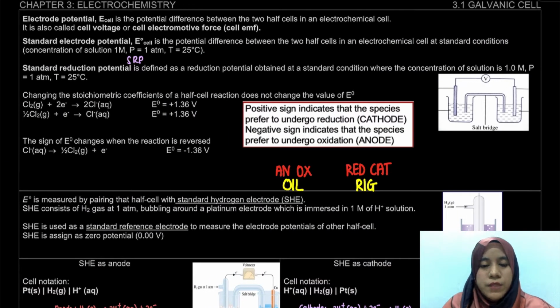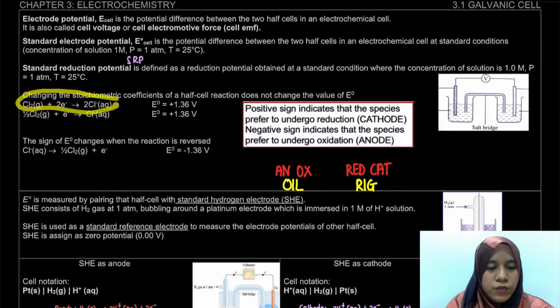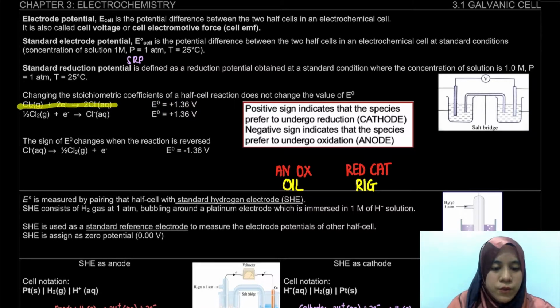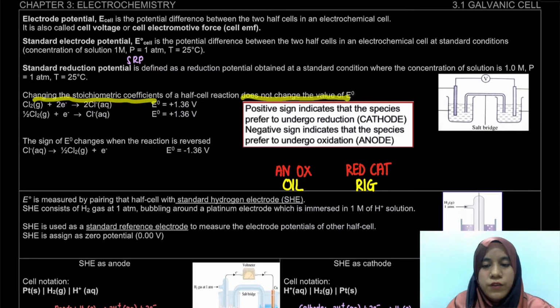Okay. Based upon the SRP, here it mentioned that changing the stoichiometric coefficient does not change the value of E0. For example, I have my Cl2 gas plus 2 electrons will become 2 moles of chloride ion. So the E0 will be positive 1.36. When I divide this by 2, I will get this equation, where the E0 value is still the same. So here it mentioned that changing the stoichiometric coefficient does not change the value of E0.